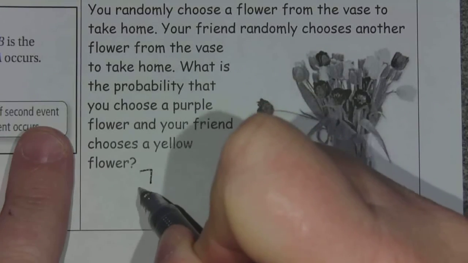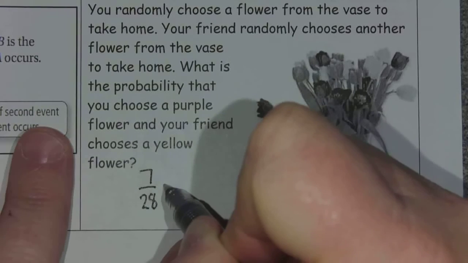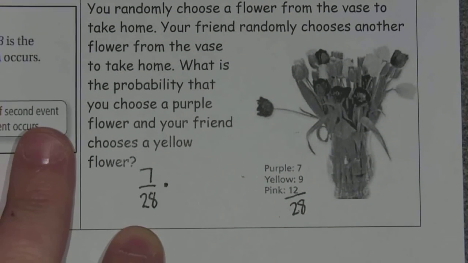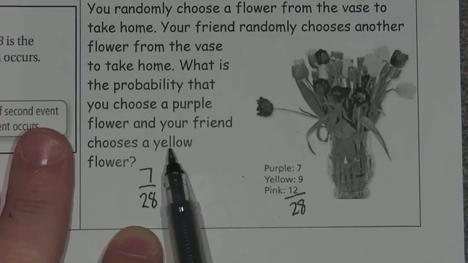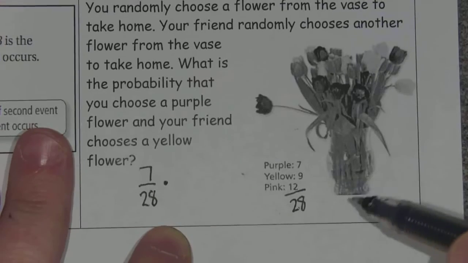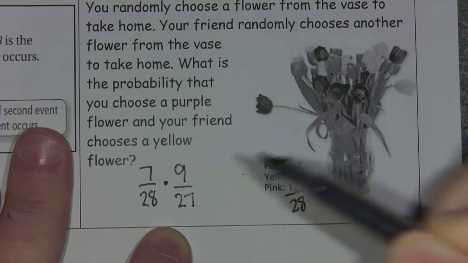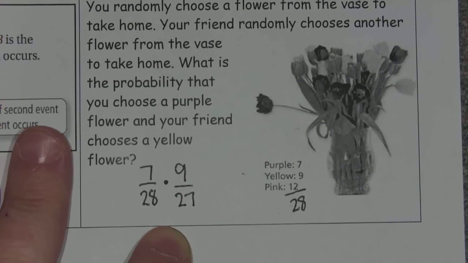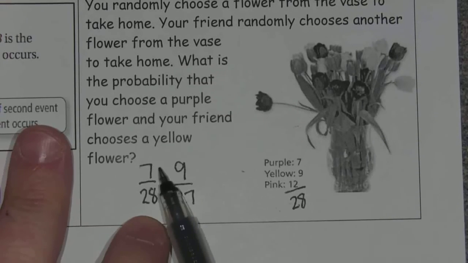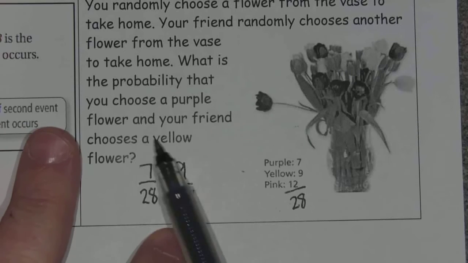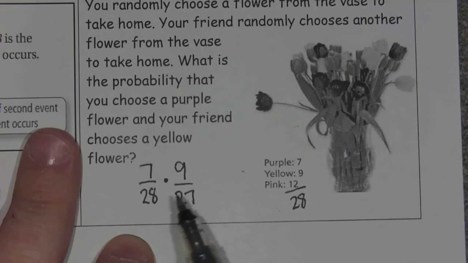7 out of 28. Now, there's not going to be 28 flowers left if you take it home with you, is there? So when your friend picks their yellow flower, they have 9 out of 27 chance of getting their yellow flower. Does that make sense how that probability had to change? So this is what happens when those probabilities are dependent on each other, okay?